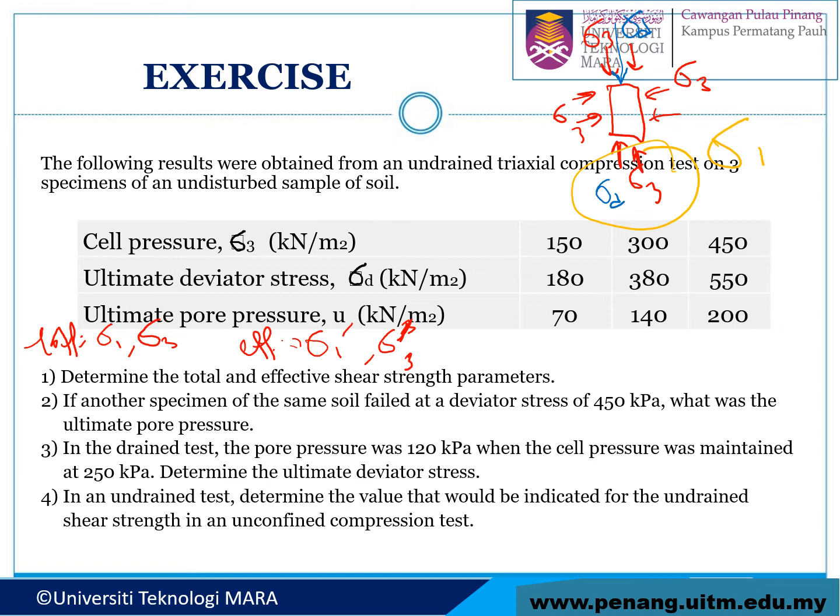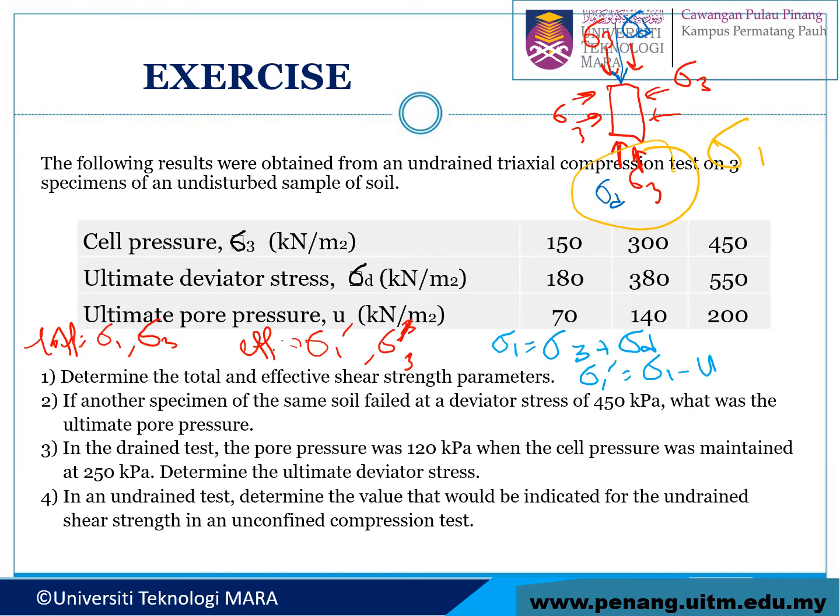Sigma 1 is equal to sigma 3 plus sigma d. Sigma 1 prime is equal to sigma 1 minus u. So first, what you are going to do is calculate and determine the values of sigma 1, sigma 3, sigma 1 prime and sigma 3 prime.